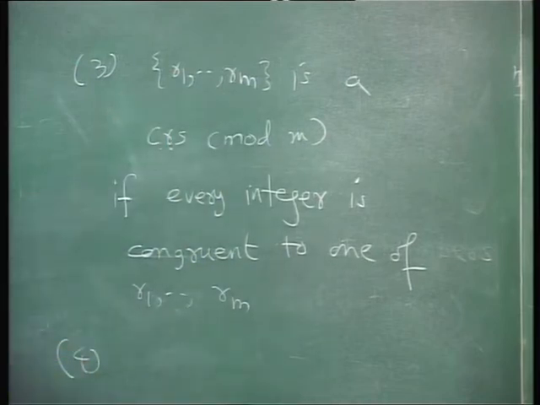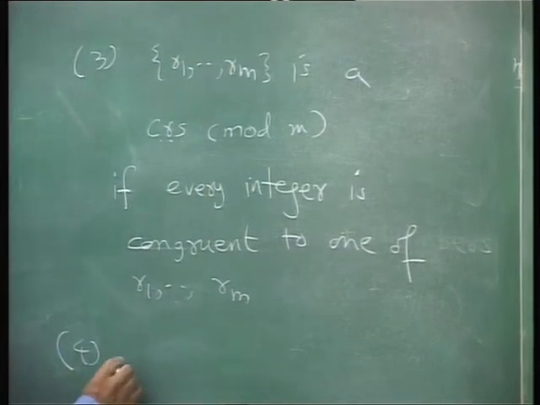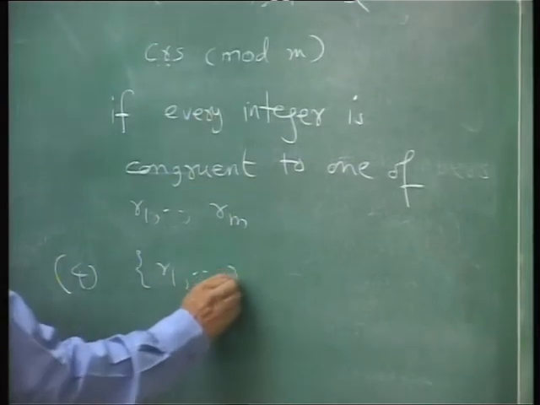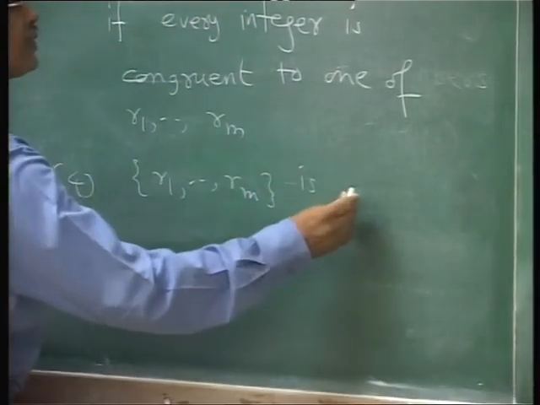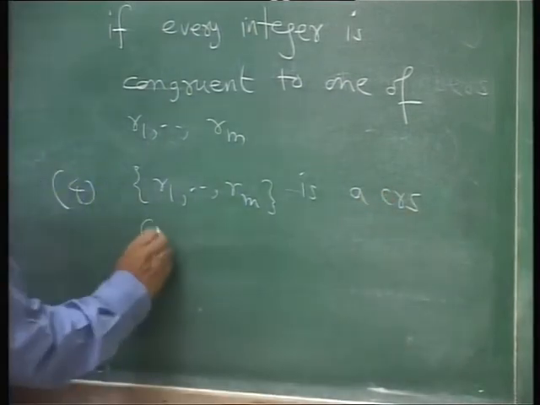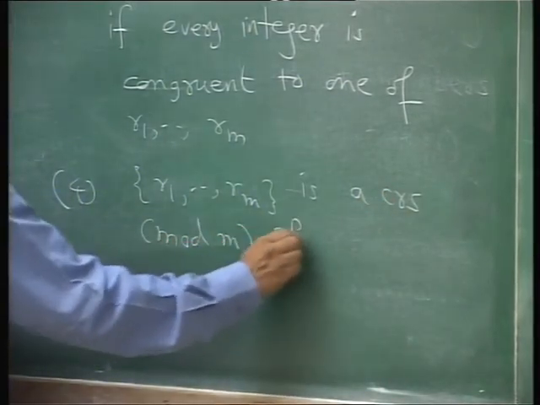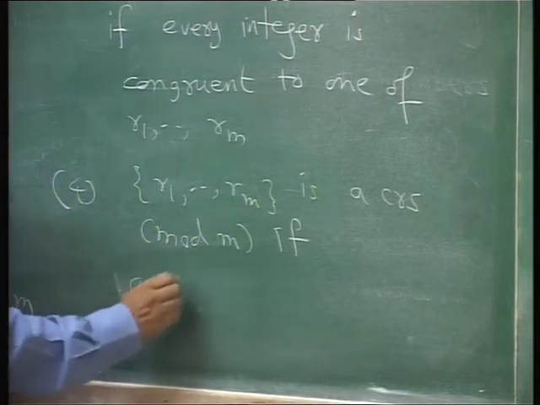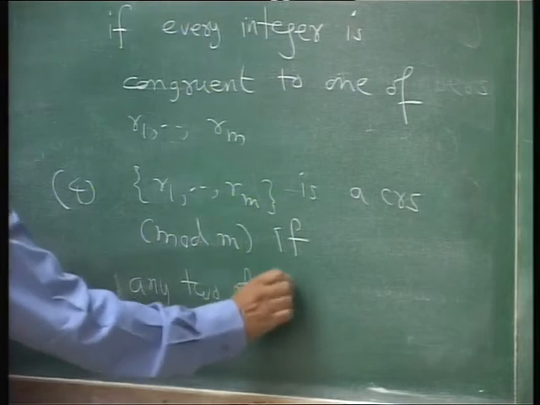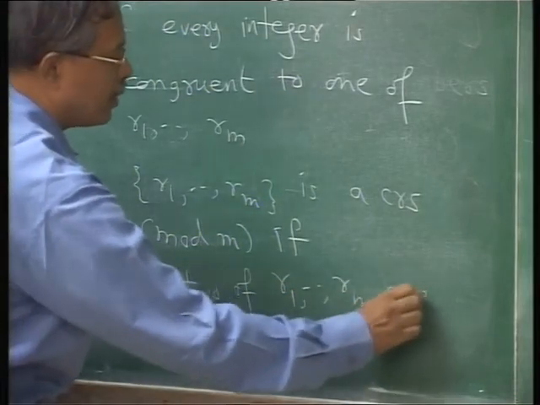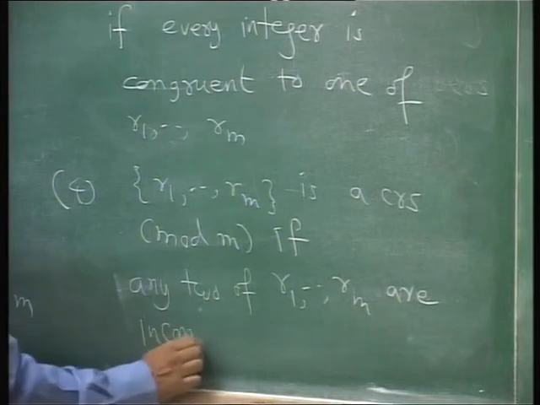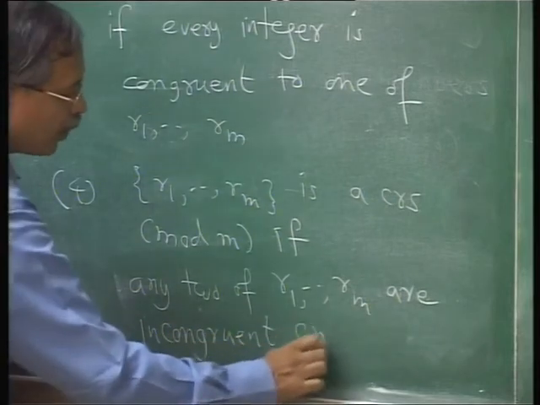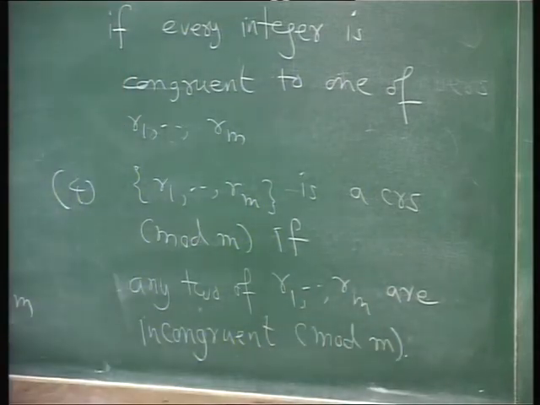Four. R1, R2, Rm, these are integers, is a CRS mod m if any two of R1, R2, Rm are incongruent mod m. So there are two requirements, but one of them you can get rid of if you have m integers with you, m integers R1, R2, Rm.